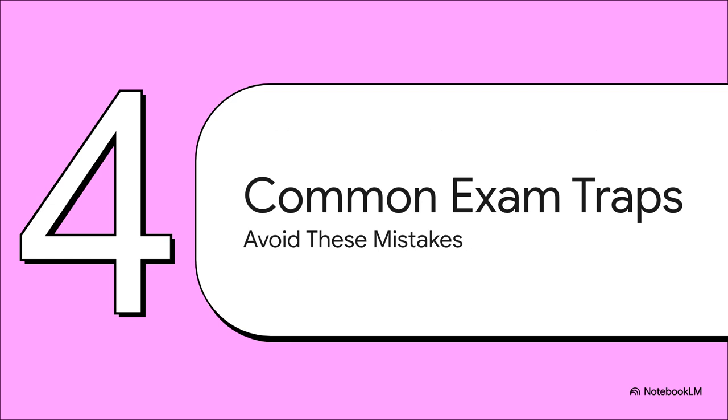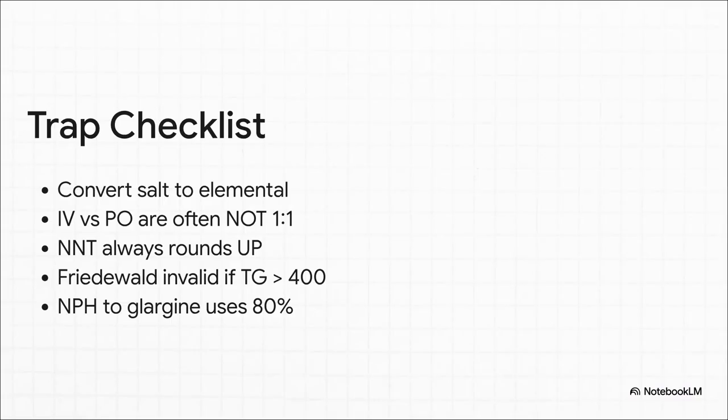Section 4, Common Exam Traps to Avoid. Knowing the math isn't enough, right? You have to be able to spot the traps specifically designed to test your attention to detail. Let's consolidate them. Okay, here is your ultimate rapid-fire trap checklist. 1. Did the question ask for the salt or the elemental weight? Convert if needed. 2. Are you switching routes? Remember, furosemide is 1 to 2 IV to PO, levothyroxine is 75%, and metoprolol is 1 to 2.5.